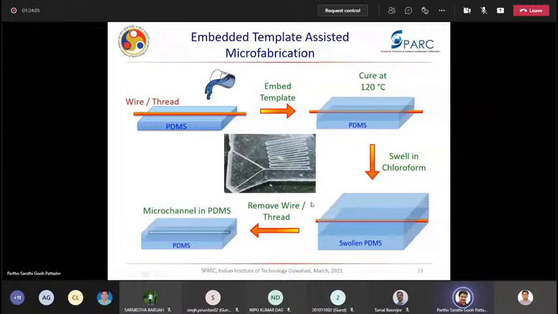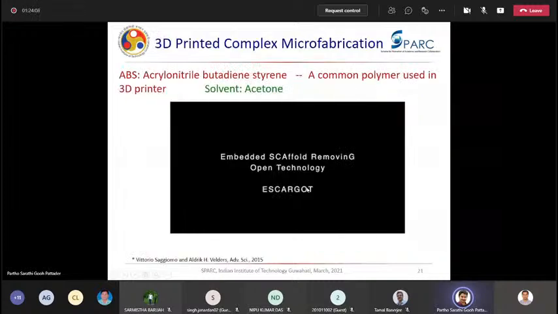Here I am showing one example where instead of the wire, they are using ABS, that is acrylonitrile butadiene styrene. ABS has a special property that it is easily dissolved in acetone. Acetone is an easily available solvent, so you can use it. ABS is also generally used in 3D printers, so it is very common. You can get it wherever a 3D printer is available. So you can prepare some shape out of ABS and use it for microfluidic device applications. See this example.